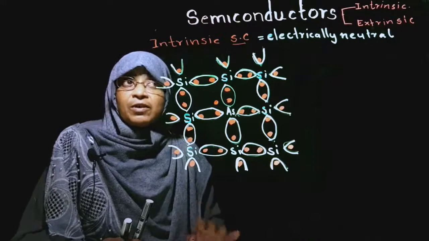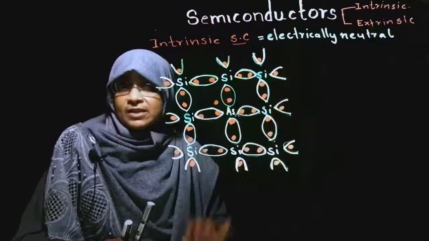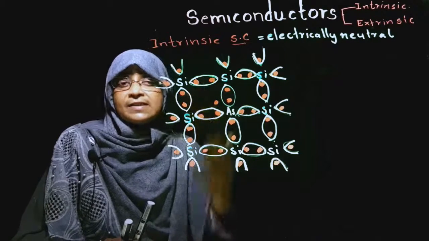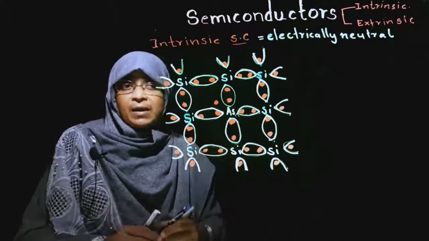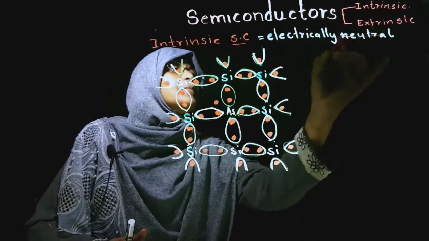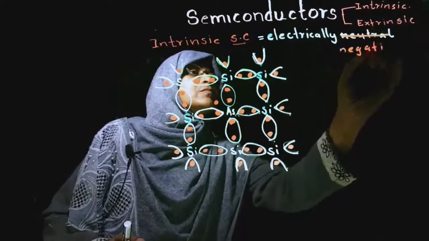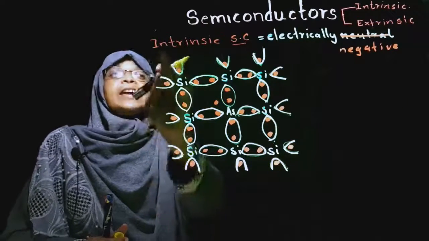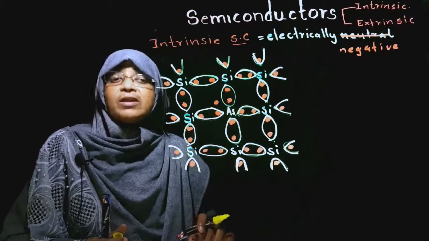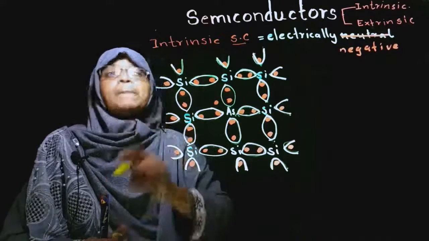So, we know this pure lattice is electrically neutral. Now, a negative charge is in excess here, so this neutral lattice becomes negative. Now, this is not intrinsic because it is mixed. The mixing process is called doping. After the doping, this becomes extrinsic.